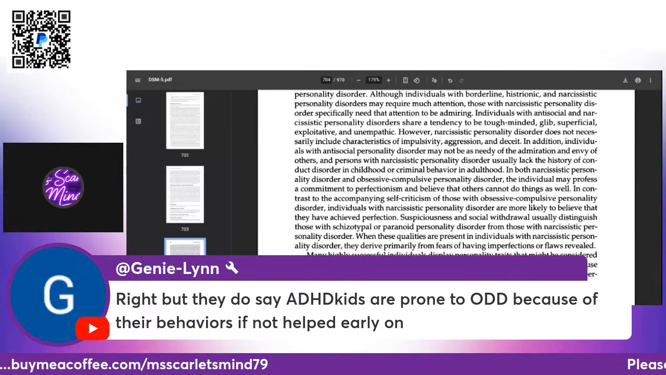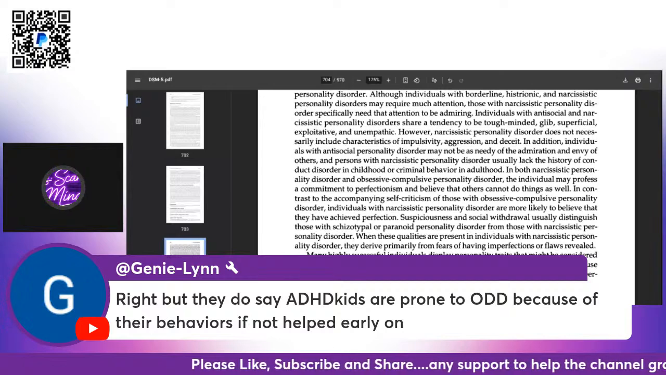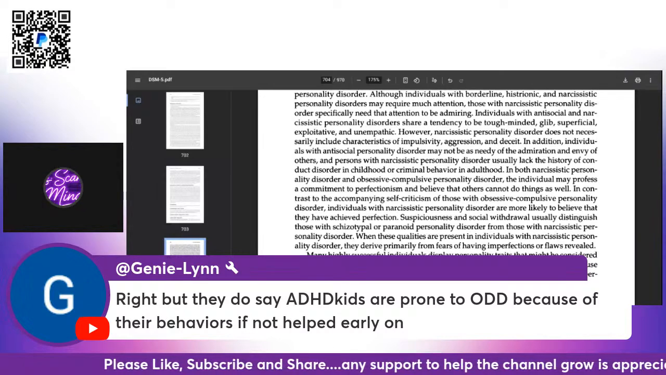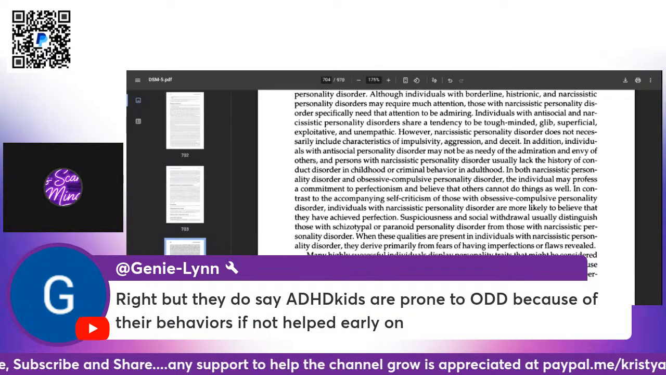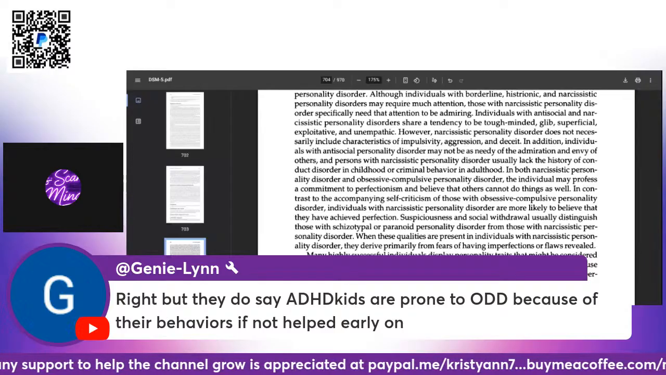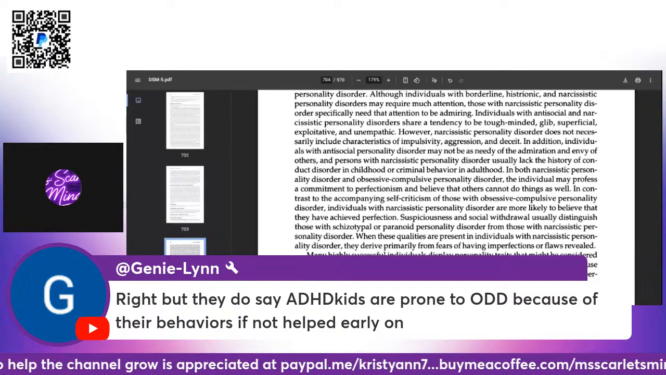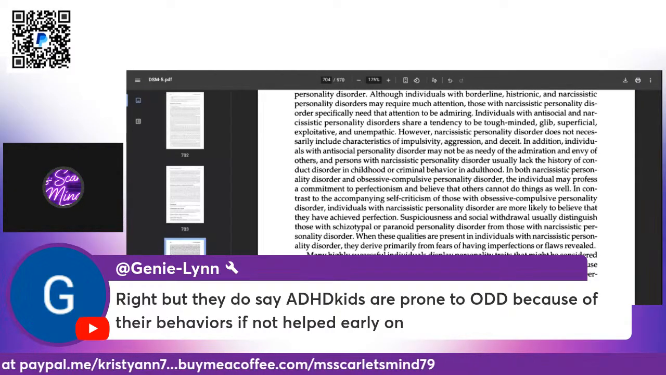Right, but they do say ADHD kids are prone to ODD because of their behaviors if not helped early on. That could definitely be the case. But especially way back when Ritalin first started getting prescribed, it was the number one overprescribed medication ever. People just wanted their kids to behave, and so they were like, "Nope, my kid has ADD, give him Ritalin." It was all bad.